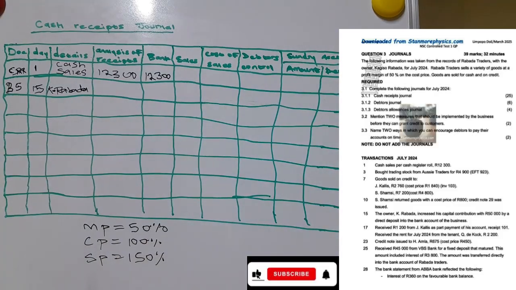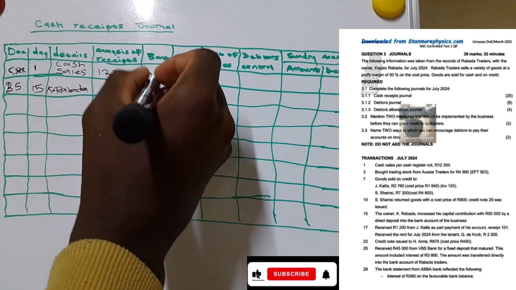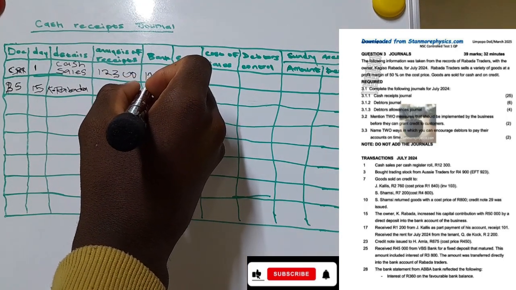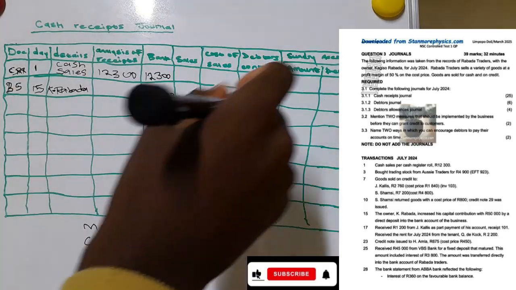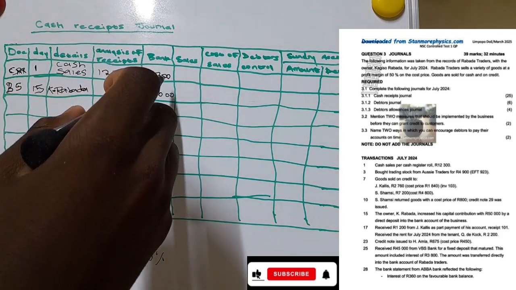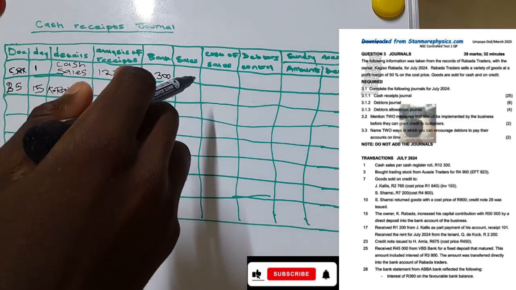We are not going to write in the analysis of receipt, as here we were not receiving, but the owner was contributing the money in, like the owner was increasing the capital with 50,000 into the business. So meaning this one is going straight to the bank. We're not receiving; it's going straight to the bank. It's not like you are depositing it into the bank. So this one is going straight to the bank, which is going to be 50,000.